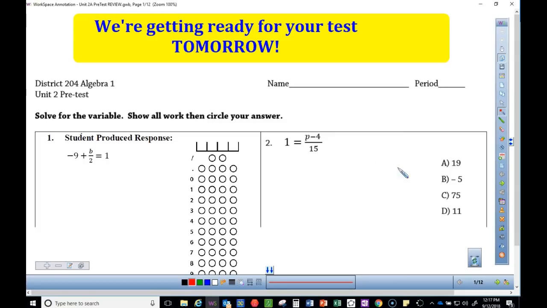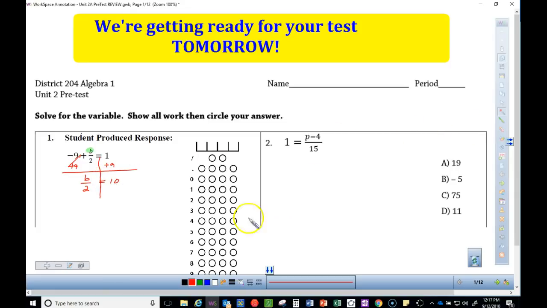So the test will look very much like this review. And here we go. Number 1, remember we're trying to get our variable by itself. First, we want to isolate it by getting anything that's a constant away from it. So we'll add 9 to both sides to do the inverse of negative 9. So we'll have b divided by 2 equals 10 then.